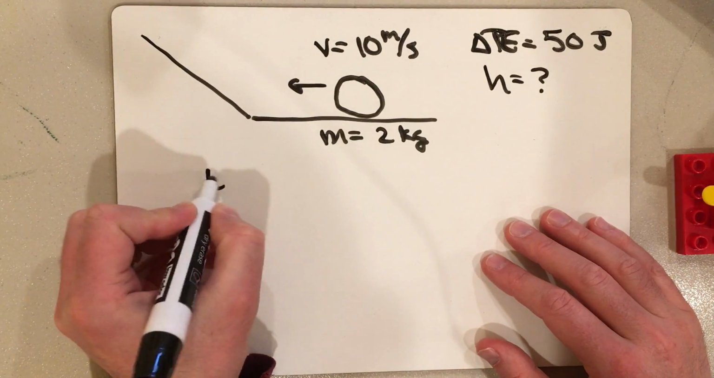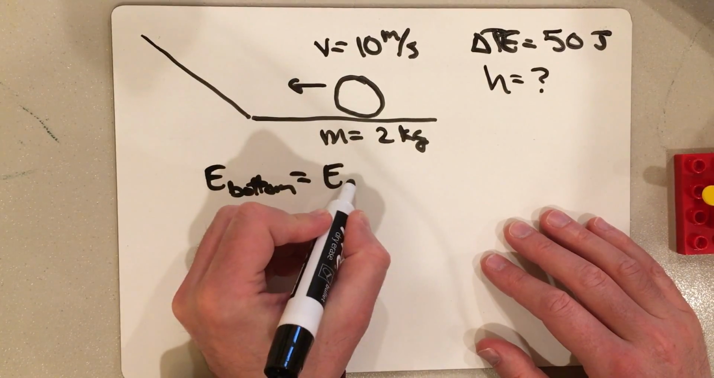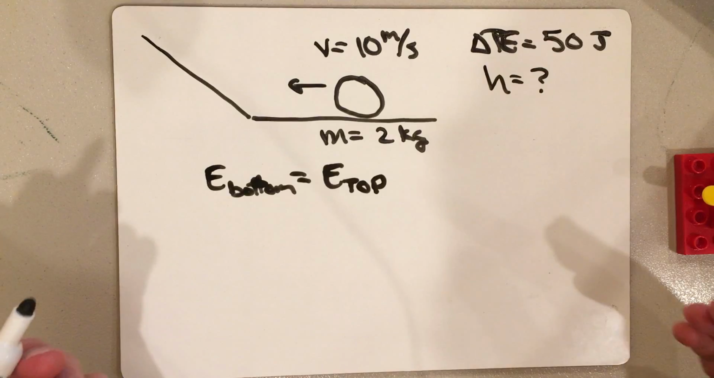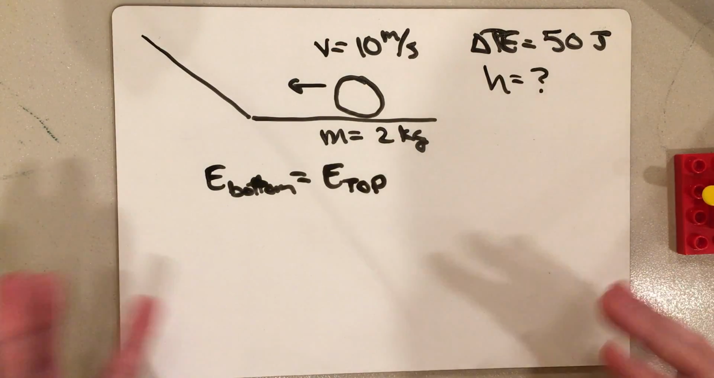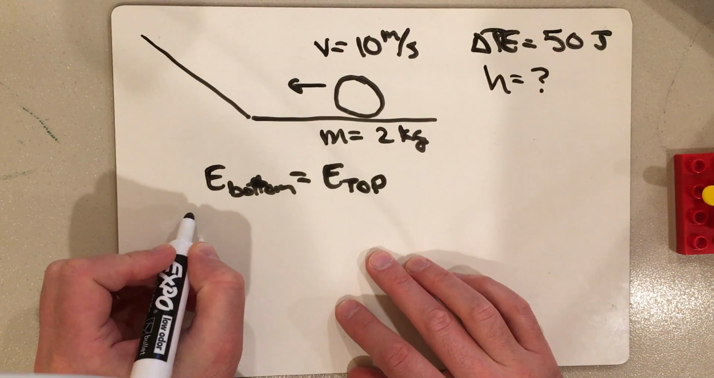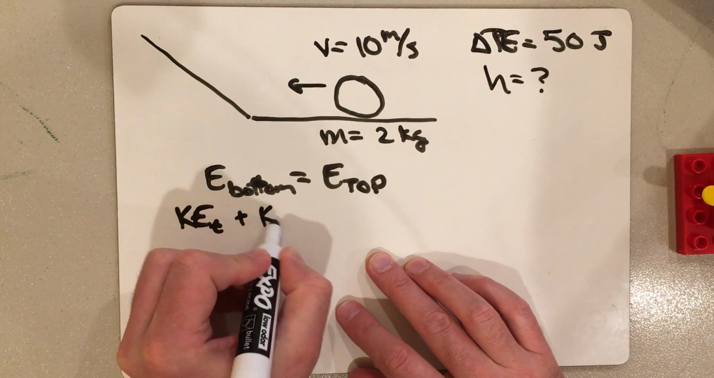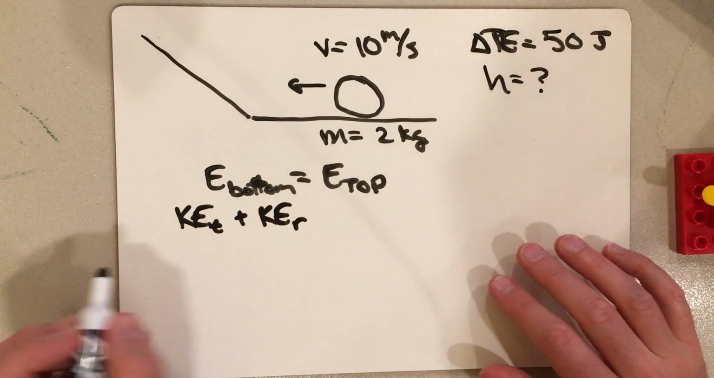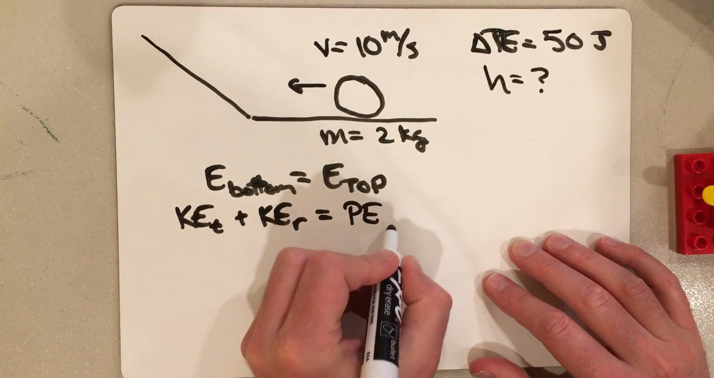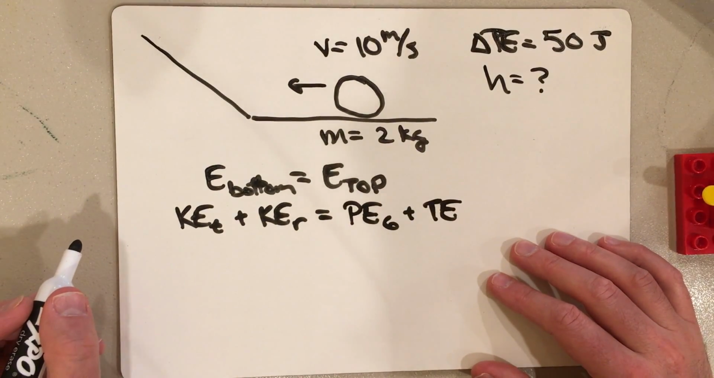So I'm going to have the energy at the bottom has to equal the energy at the top. Now at the bottom, we don't have any potential energy, and there's not going to be any thermal energy, but there is going to be kinetic energy, and there's 2 types of kinetic energy. We're going to have the translational kinetic energy at the bottom, but also the rotational kinetic energy at the bottom. At the top, we're just going to have the gravitational potential energy and the thermal energy that's been generated.